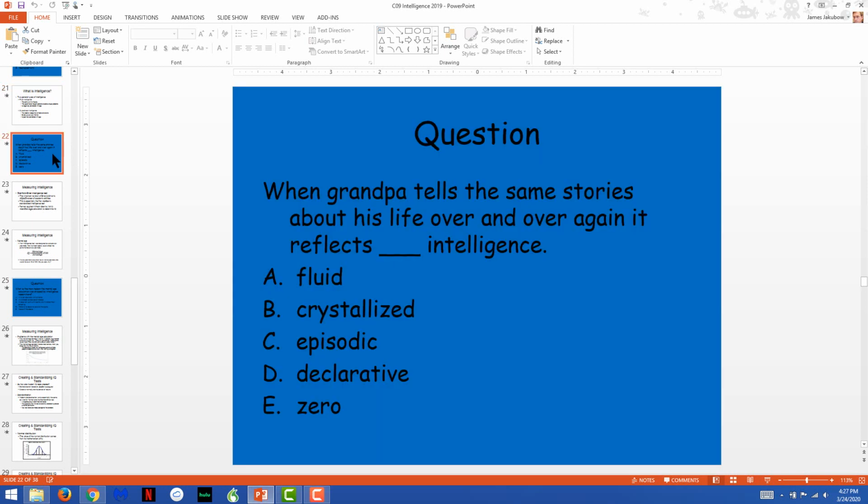Now, if we talk about crystallized and fluid intelligence and apply it in a way that many of you may have actually seen, we can ask this question. When Grandpa tells the same stories about his life over and over again, it reflects what kind of intelligence? The correct answer there is going to be crystallized intelligence.